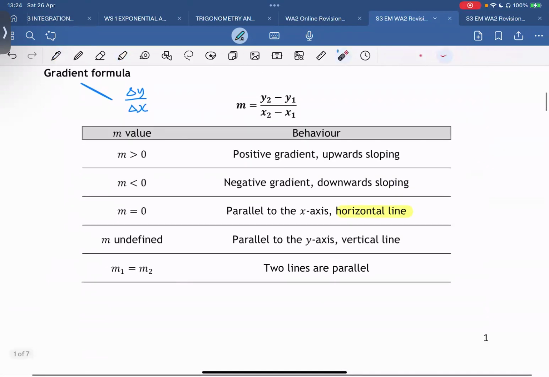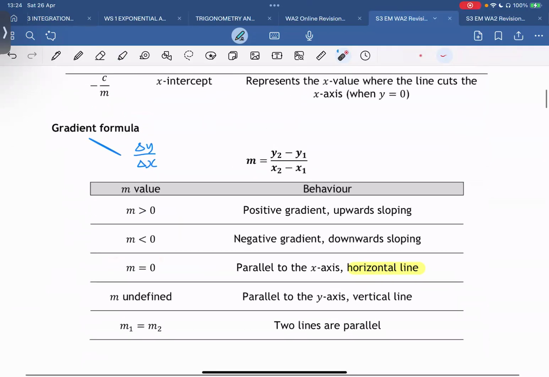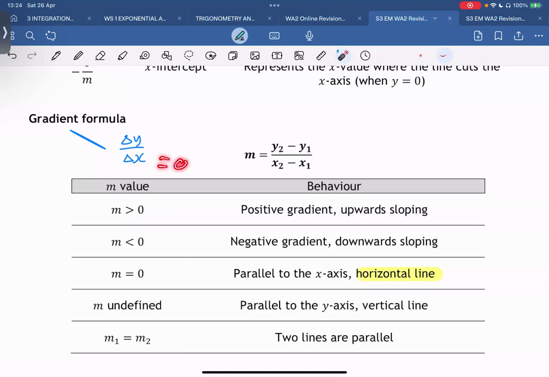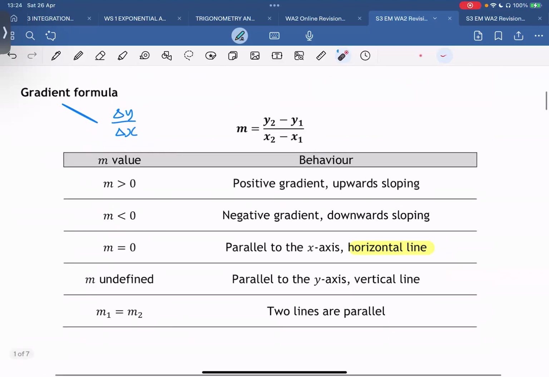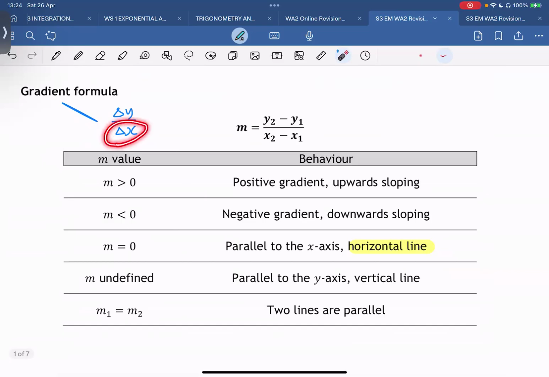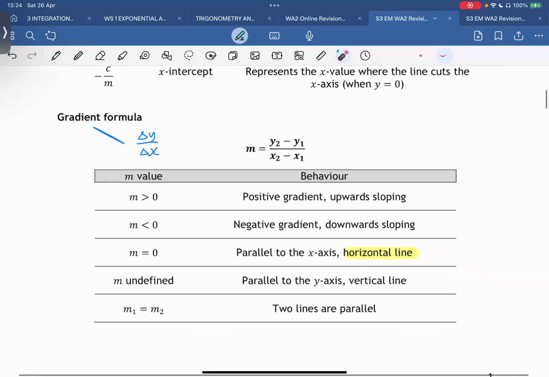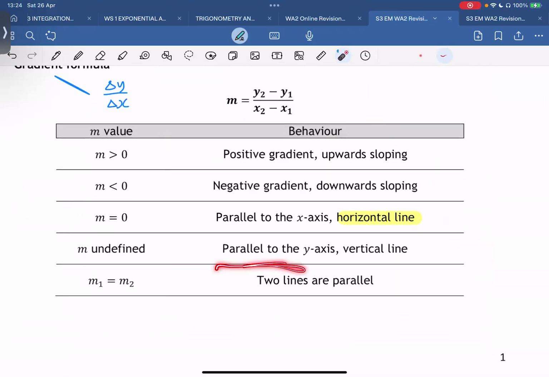Next is m is undefined. So for gradient to be undefined, our change in x must be equal to 0. Because since we cannot divide by 0, our gradient will be undefined. Right? For change in x to be 0, it will just be the opposite. It will represent a vertical line. As you can see, for this vertical line, the x value is constant, right? Therefore, the line will be parallel to the y-axis or be vertical.